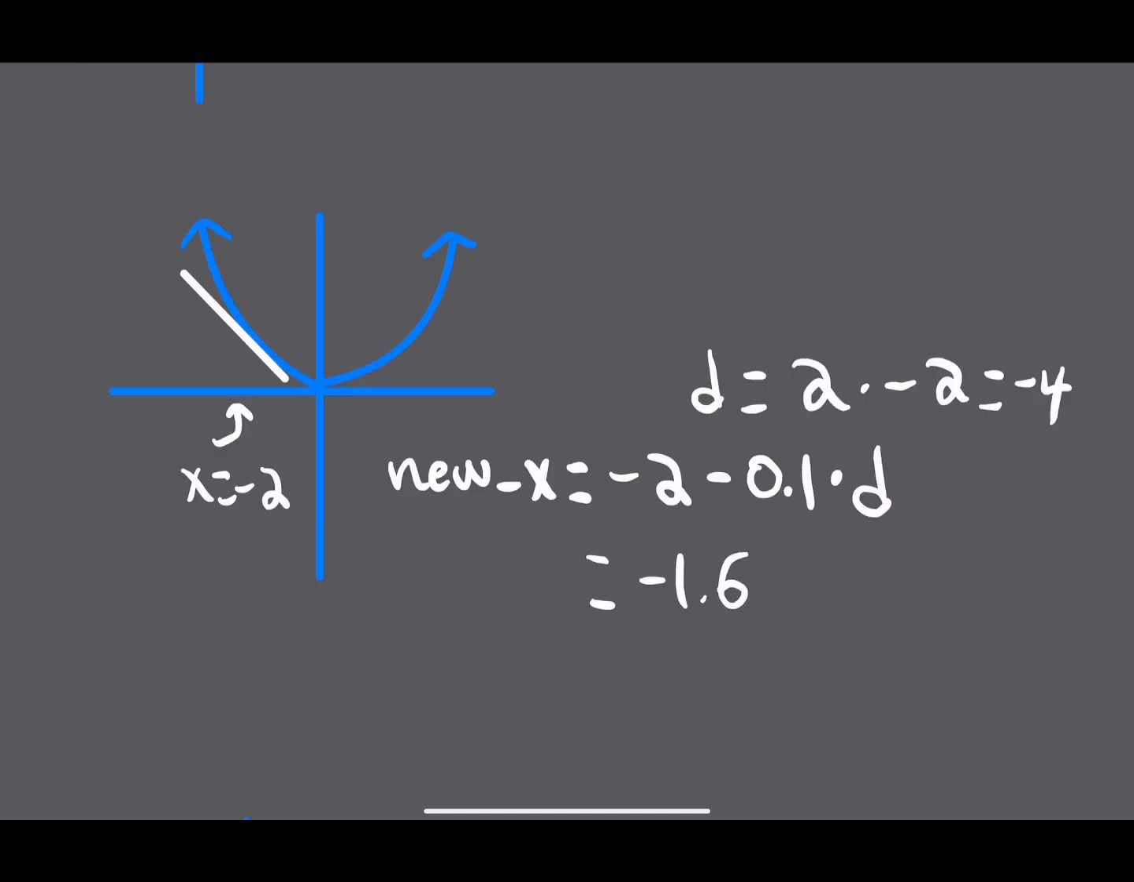The same logic holds if we started with an x that was negative. The derivative, or the slope of this line, is negative. So when we subtract the derivative, which is negative, we're actually adding to whatever our current guess for x is. So we increase from -2 to -1.6, pushing our guess to the right, getting us closer again to our desired answer of x equals 0.